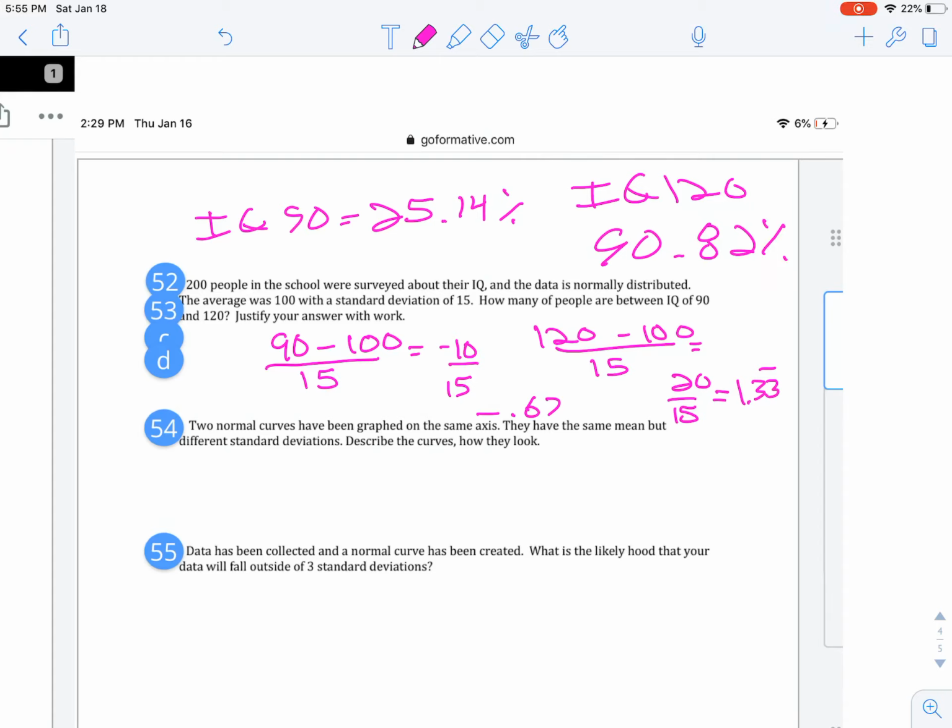All right, so the question was how many people have an IQ between those two? Well, we'd have to go 90.82, and we would have to subtract 25.14, and that would tell us that 65.68% of the population has an IQ that falls in between those numbers.